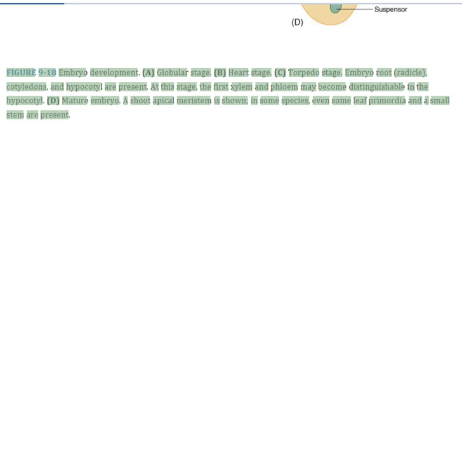Embryo root, cotyledons, and hypocotyl are present. At this stage, the first xylem and phloem may become distinguishable in the hypocotyl. Mature embryo. A shoot apical meristem is shown. In some species, even some leaf primordia and a small stem are present.